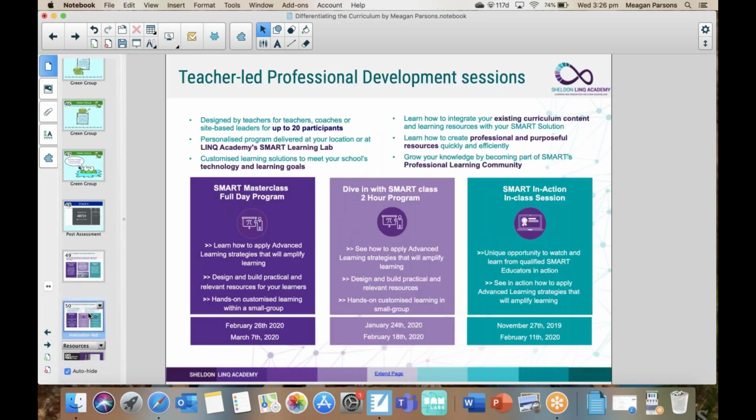And we do offer a whole heap of different SMART trainings from Sheldon College. So anyone that is in the Southeast Queensland region, we do have some in-class sessions that are just half an hour, pop in, come and see how it's being used. Our 2-hour programs can be designed and tailored to exactly what the school is looking for. And then we have our full day master programs where we can tailor the whole day to what you are looking for at your school. And we try and keep those to really small groups so that you can get exactly what you're looking for.